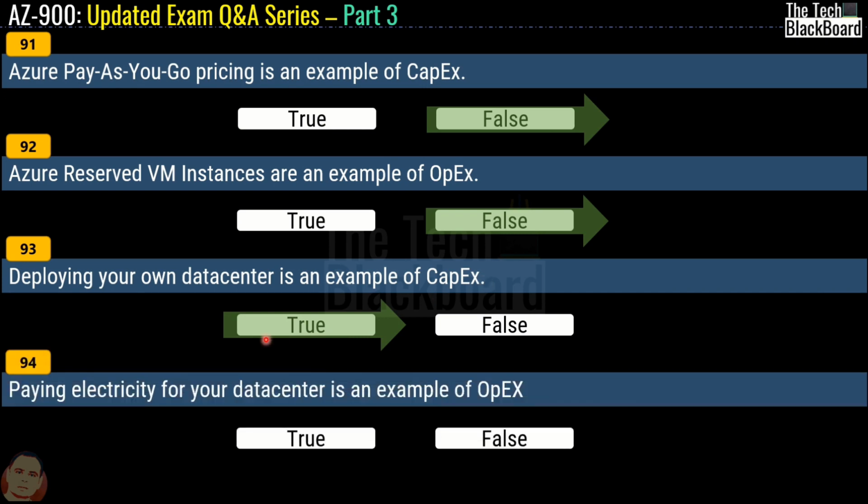Now let's move to question number 94, and this one says that paying electricity for your data center is an example of operational expenditure. The correct answer for this one is true. And this is because paying electricity bill for your data center is a recurring cost. You have to pay electricity bill month on month. So it's a repeated cost and that's why it is categorized as operational expenditure.